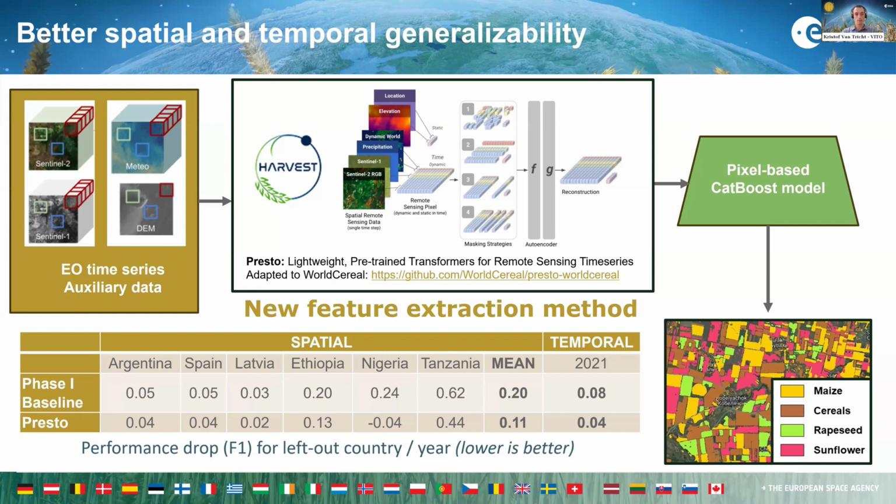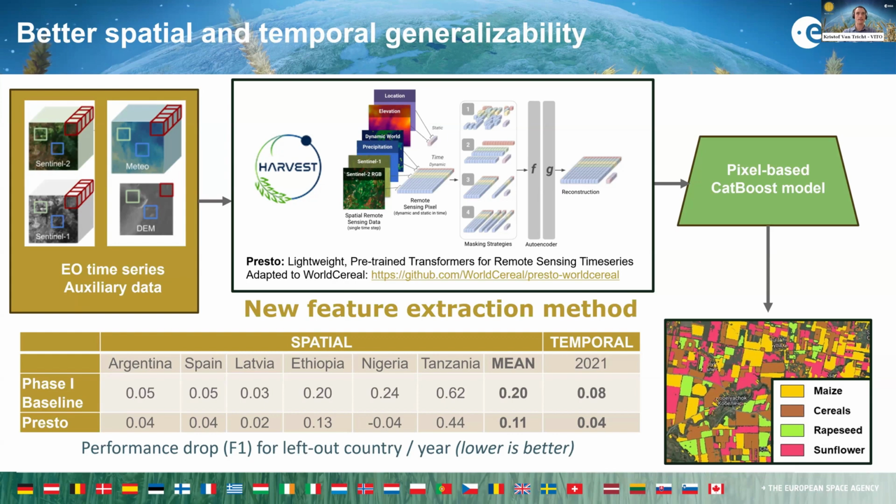So we get all the raw input time series from Earth observation data, Sentinel-1, Sentinel-2, but also Meteo and ancillary information. All of that gets summarized into a 128 feature vector by Presto, and we then train our downstream CatBoost models to either produce a cropland map or a crop type map.